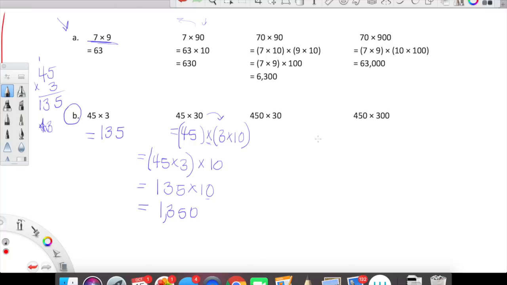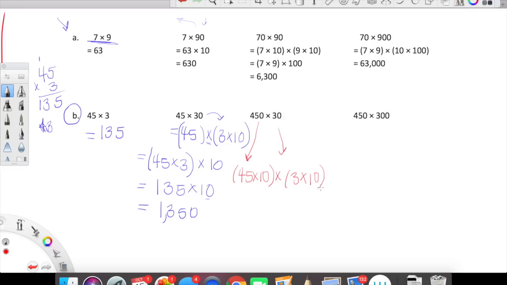Okay, so we're going to continue decomposing the numbers. Here we're looking at 450 times 30. I'm going to move this down here. We're going to continue using the properties, the associative and commutative properties. But actually, before we do that, we're going to decompose these numbers. So let's rewrite 450 as 45 copies of 10, and let's rewrite 30 as 3 copies of 10.